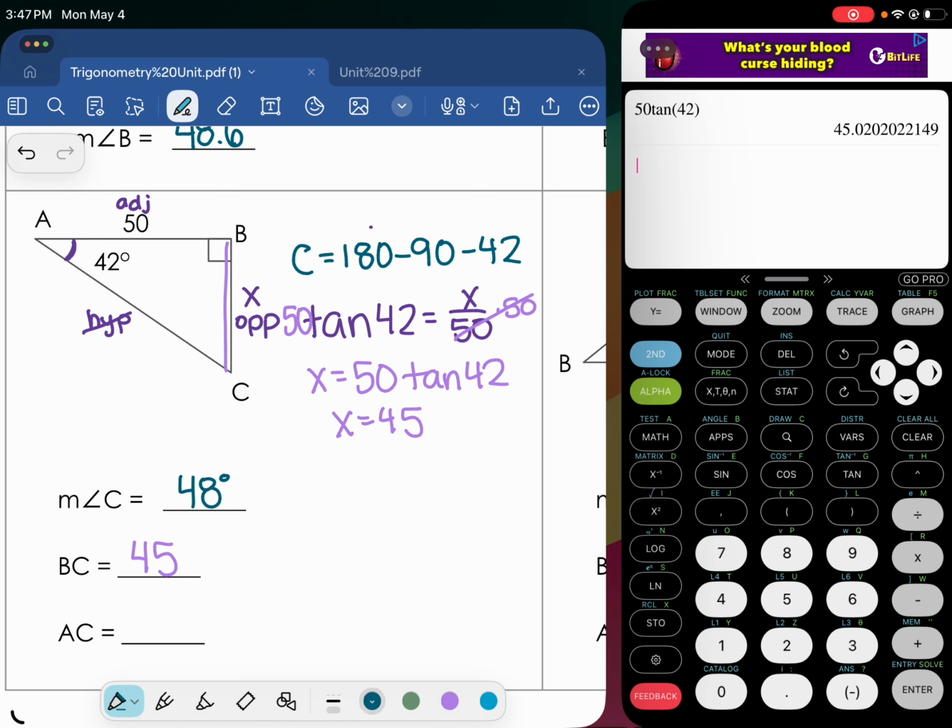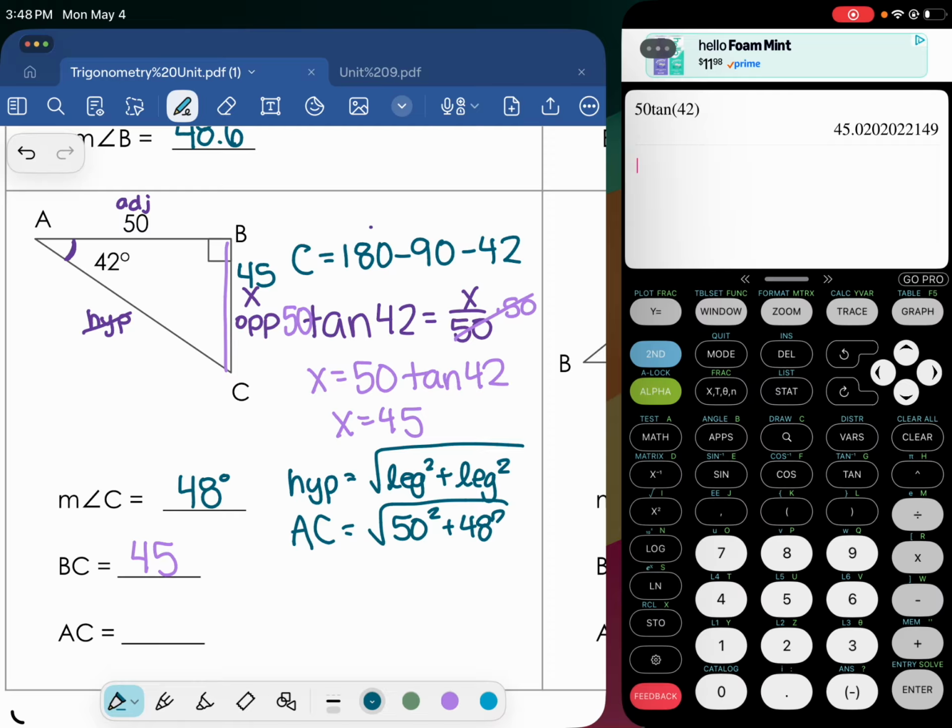Now, kind of like I said before, I'm not a super huge fan of using trig if I don't have to, like sine, cosine, tangent. So instead, since I know that this is now 45, I'm looking for the hypotenuse, and the hypotenuse is always the square root of each leg squared and added together. So this hypotenuse, AC, would be 50 squared plus 48 squared inside of the square root. So in my calculator, I'm going to type square root 50 squared plus 48 squared, 69.3.